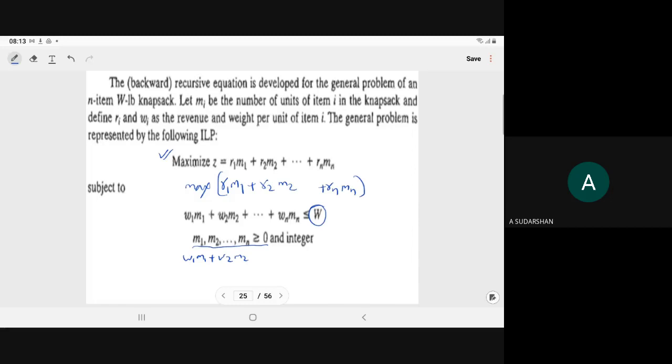So which type of problem is this? Already you know the nature of this problem. What is this? Linear programming. Yes, it is linear programming. This is a linear program. So you can solve any linear program with dynamic programming also. Or explicitly you can say it is an integer linear program.